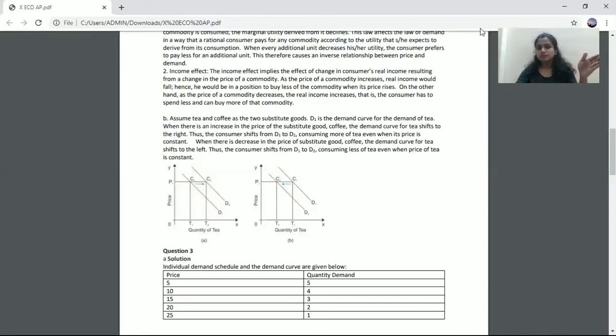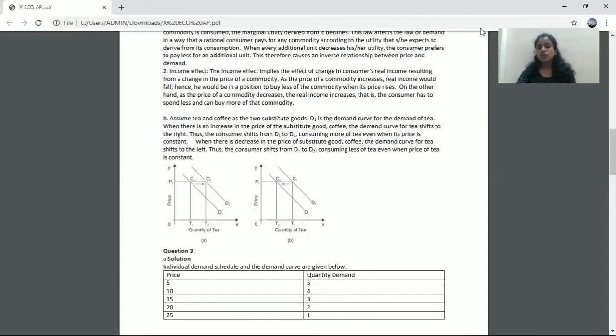Also, the axis has to be mentioned. On the y-axis you measure your price, on the x-axis you measure the quantity. So all of that labeling has to be done. The initial demand curve should be given the name D, and the new demand curve should be given the label D1, right? The original price should be given P, and the new price should be named P1.